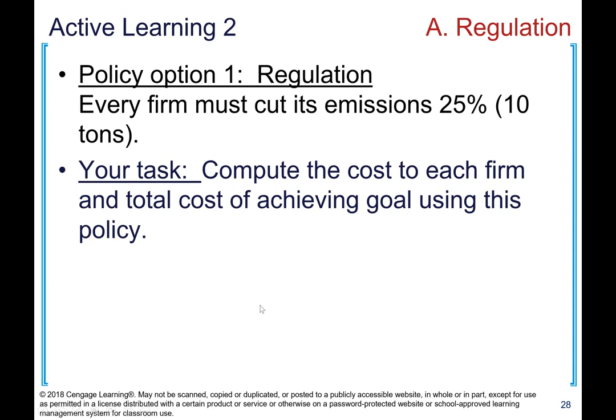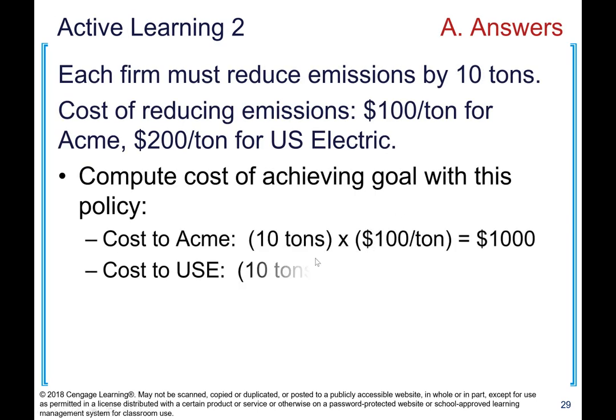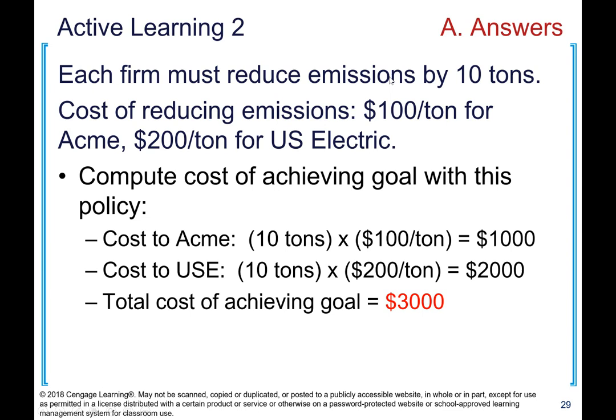Policy Option 1, regulation. Every plant must cut its emissions by 25%, that is 10 tons. Your task: compute the costs to each plant and the total cost of achieving the goal using this policy. Each plant must reduce emissions by 10 tons. Cost of reducing emissions is $100 per ton for Acme, $200 per ton for US Electric.